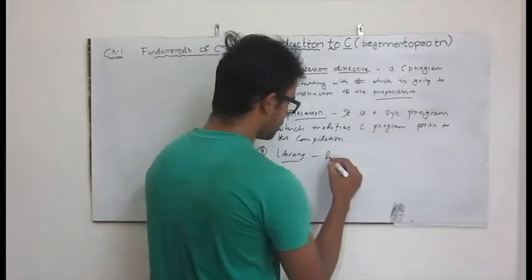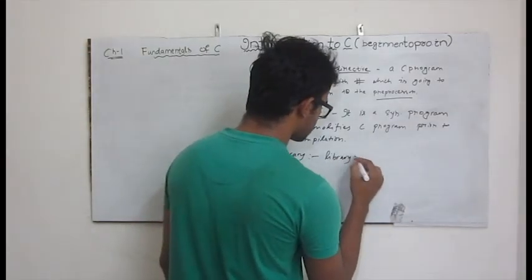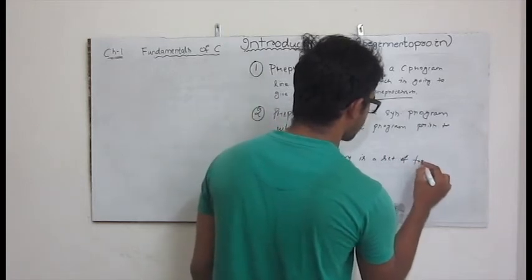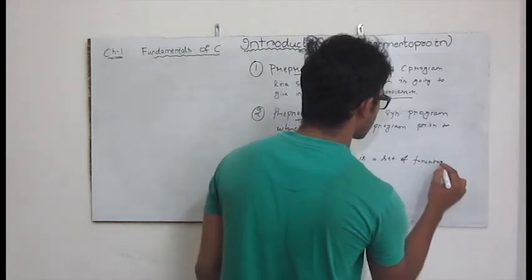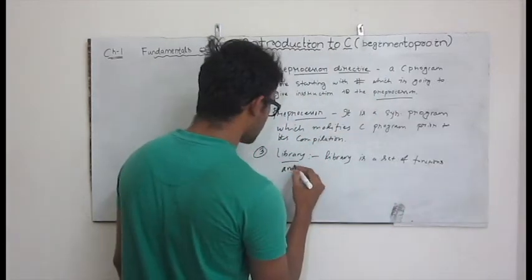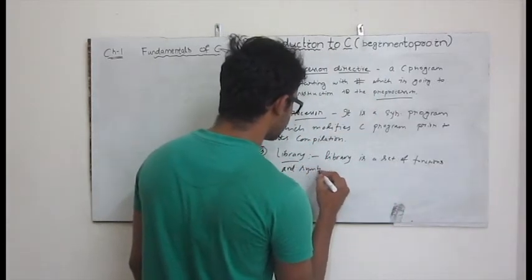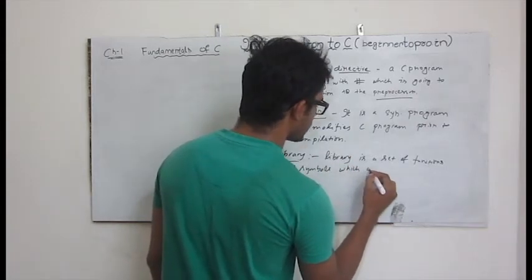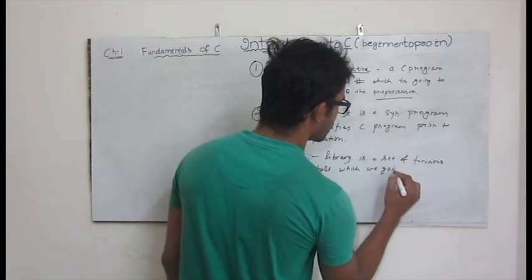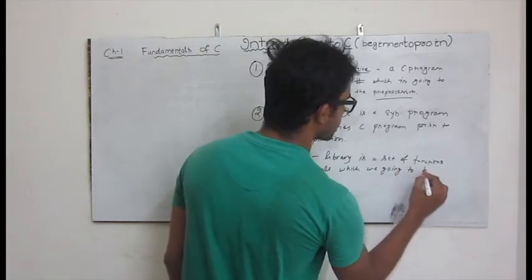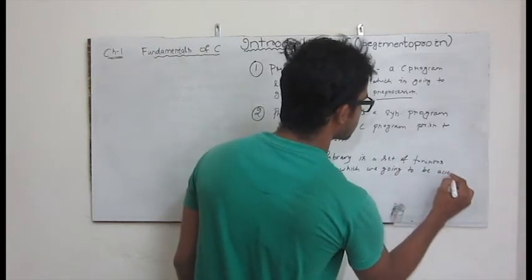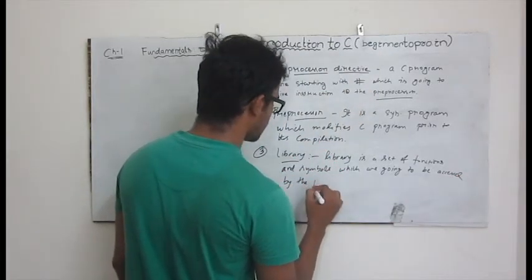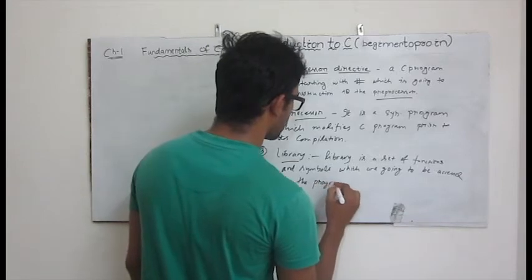So a library is a set of functions and symbols which are going to be accessed by the program.